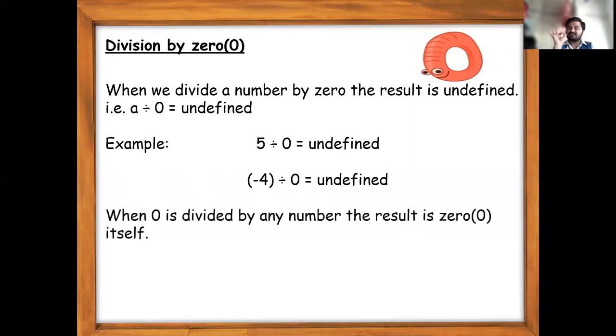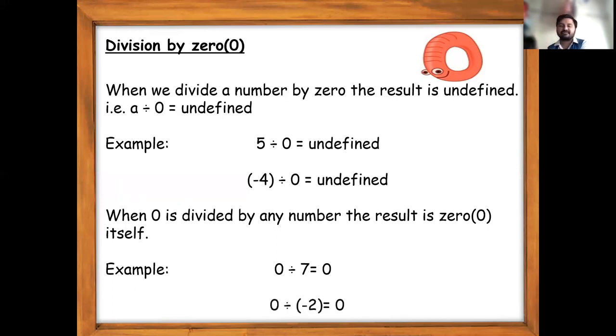Now, when 0 is divided by any number, the result is 0 itself. So what do I mean by that? Let us see an example. When we are dividing 0 by 7, so we are dividing 0 by any integer, we will get our answer as 0 only. There is a difference, students. When 0 is in the denominator, the answer is undefined. And when 0 is in the numerator, it is like when you multiply a number with 0, you get a 0 answer. So therefore, when you divide 0 by any number, you get the answer 0.